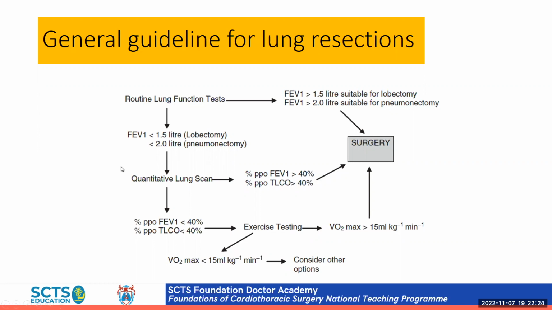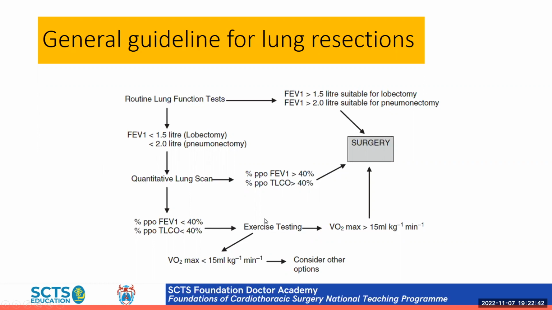So if your lung function is low, and so you do your quantitative lung scan, and then if your predictive values are more than 40%, then most likely surgery will be the right way forward. If there's a problem with that and your numbers are below 40%, then you can do exercise testing.